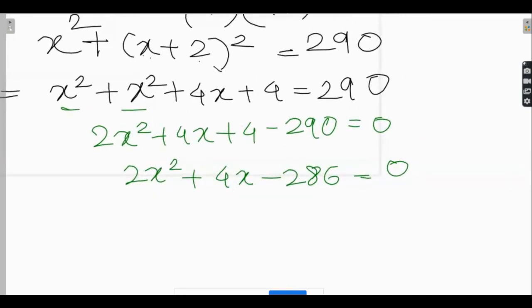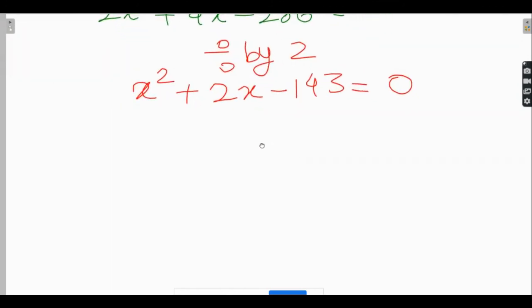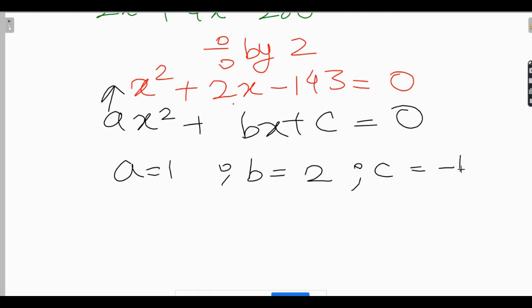Now what I'll do is, I'll just divide throughout by 2. So if you divide this by 2, it will remain only x square. 4 divided by 2 is 2x. 286 divided by 2 is 143. Now let's find the roots, that is the value of x. Now how will you find roots? So what is a? a is 1. What is b? b is 2. What is c? c is minus 143.